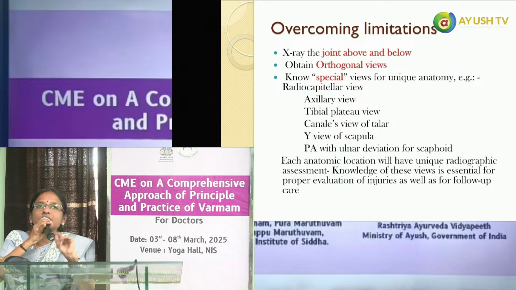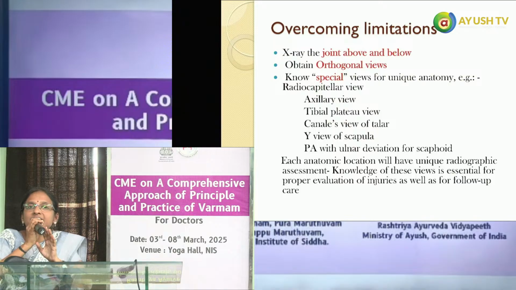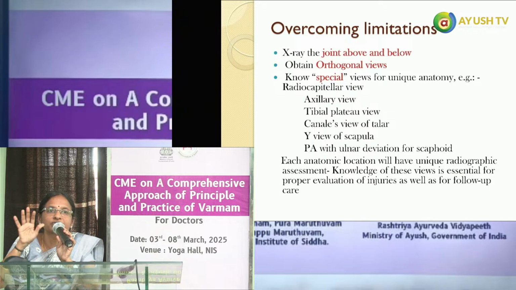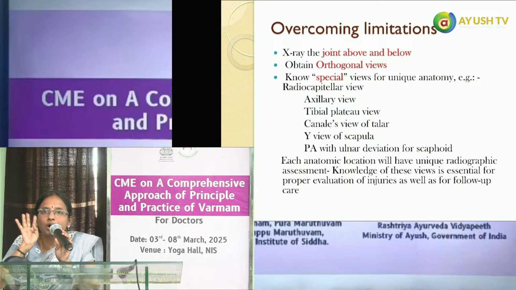So how do we overcome some of these limitations? Whenever we do an X-ray, we have to include the joint, either the joint above or below, but sometimes both joints. So the joint has to be included when you do an X-ray for an extremity. And the second thing is orthogonal views. Routine views are AP view or PA views. Most parts of the body will have a PA view, and AP and lateral. So these two views are common.